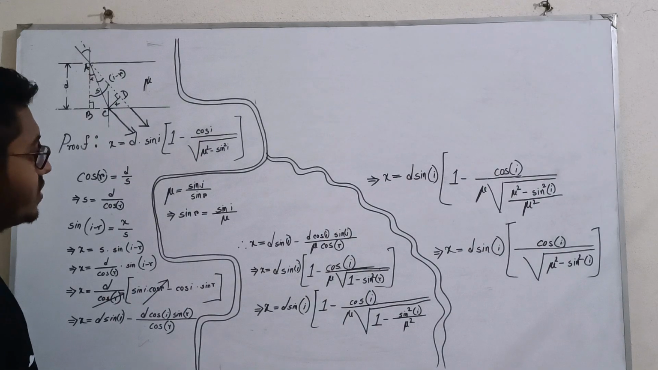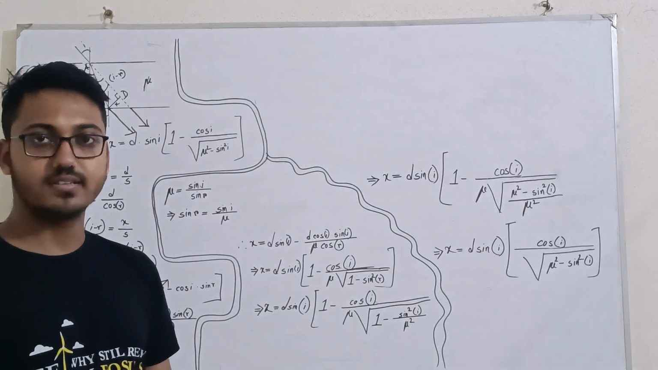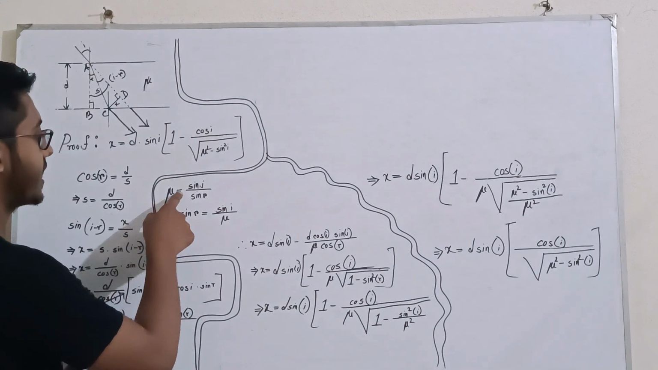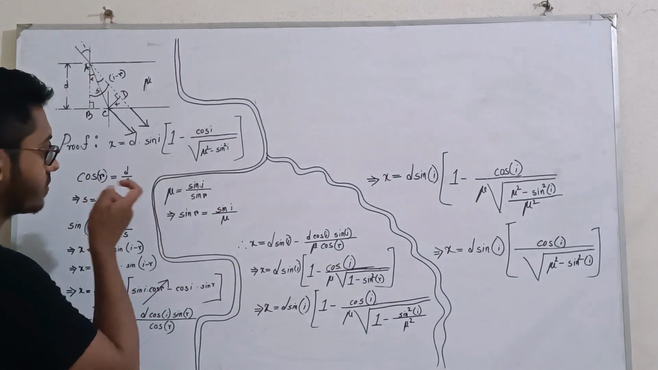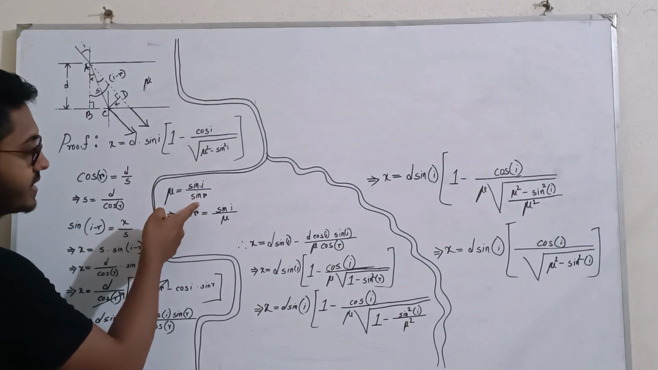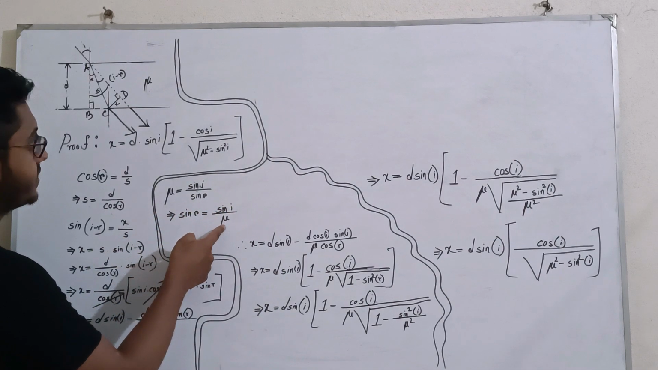Now we know the formula for refractive index: nu is equal to sine I by sine R. So from here we can find the value of sine R, which is equal to sine I by nu.